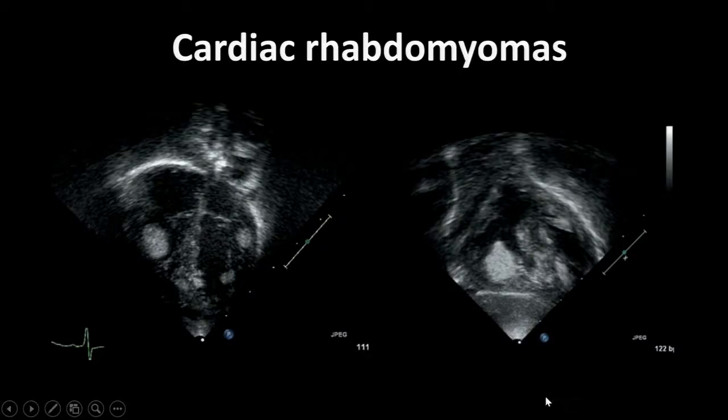Example of a patient with cardiac rhabdomyomas. So you can see in its four-chamber and subcostal view, you've got multiple tumors in the ventricles. Anytime you see multiple tumors like this, good bet that it's multiple cardiac rhabdomyomas, and as you may recall, that's associated with tuberous sclerosis.